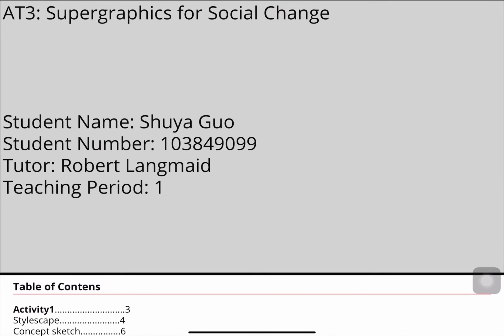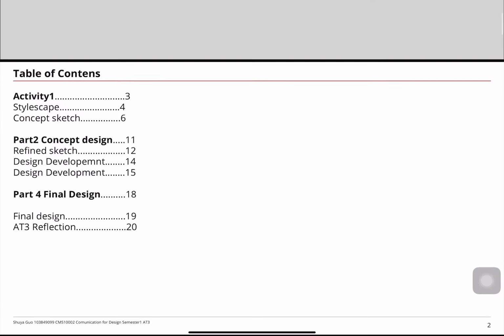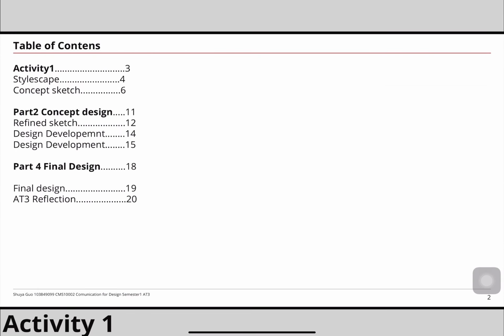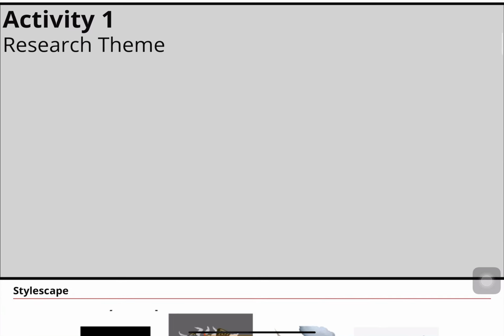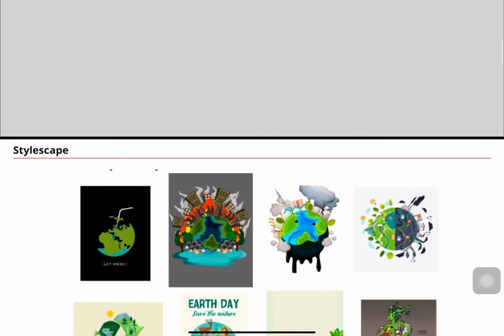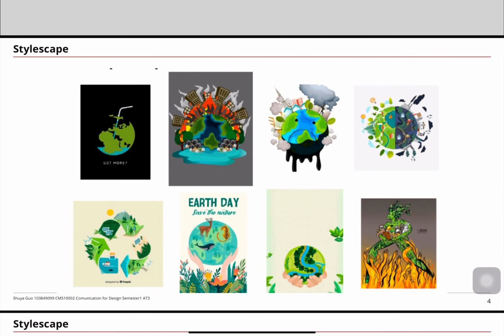Hi, today I want to introduce my graphic design. This is the table of contents and it shows each step of my design. This is activity 1, the research scene, and you can see the stylescape for my design, and I chose 2 stylescapes.